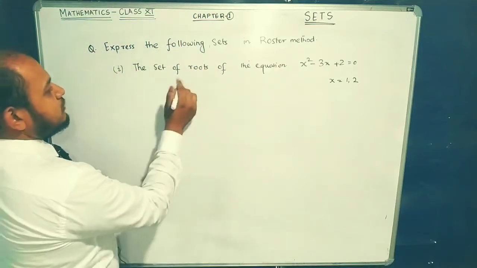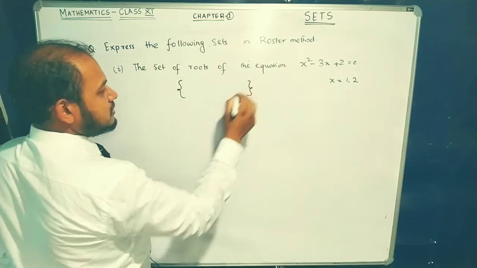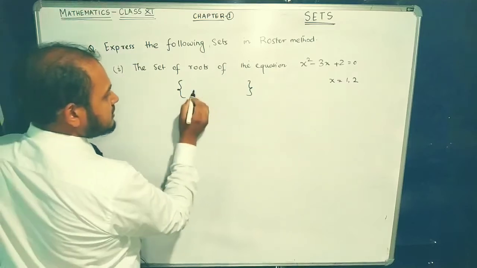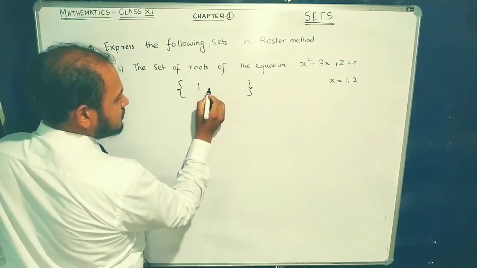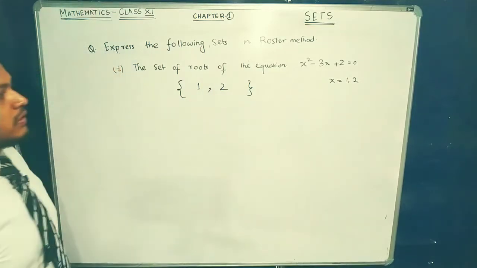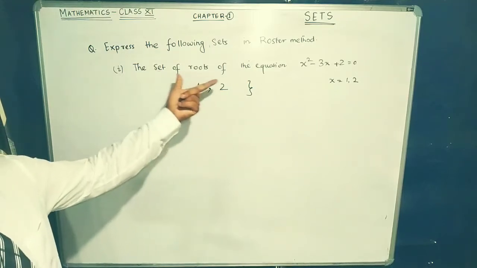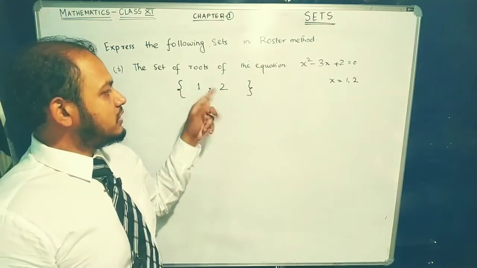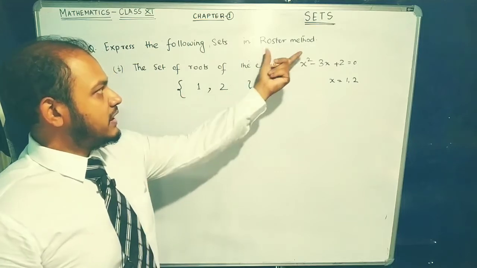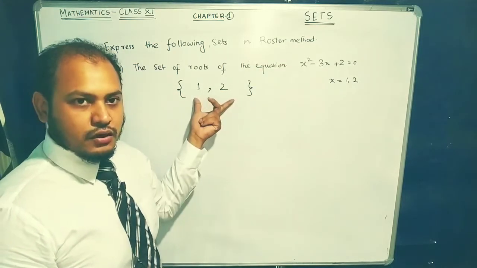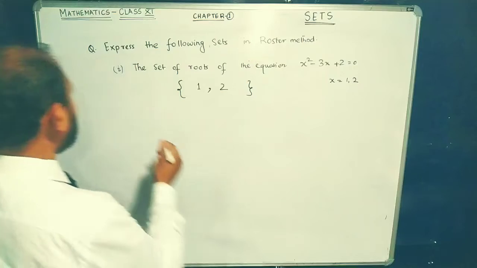So the set would be, using this symbol, and inside this bracket we will use these roots, and this is the set. The set of the roots of this equation is {1, 2}, and this method is the roster method of representation. Let's go to question number 2.